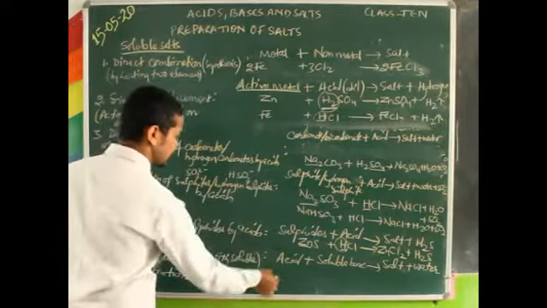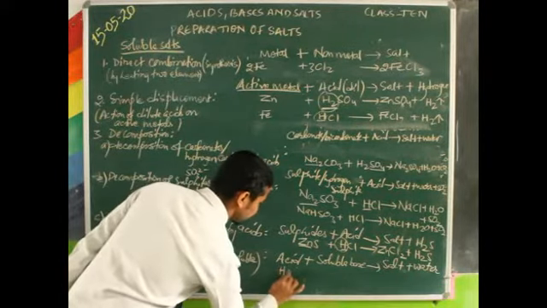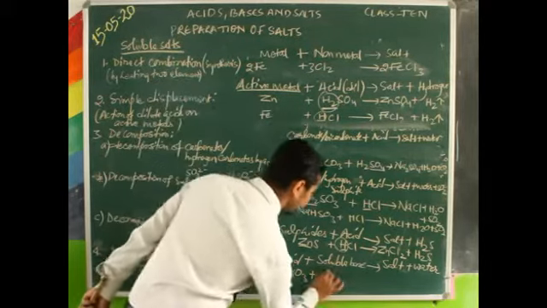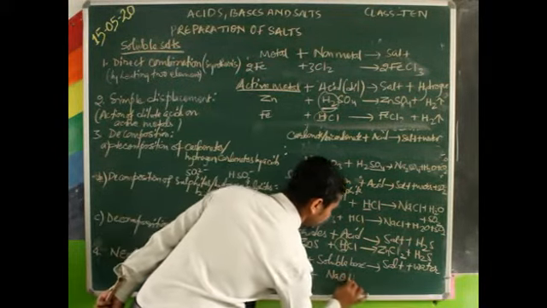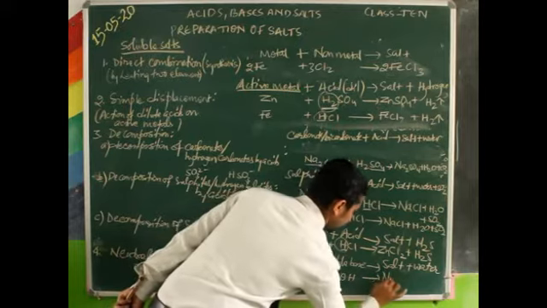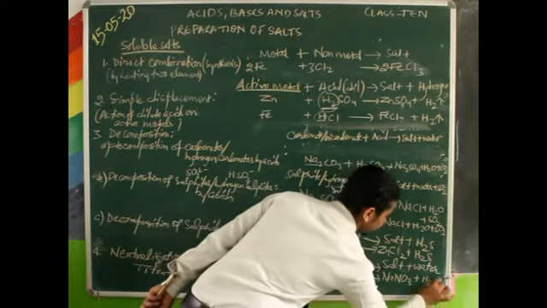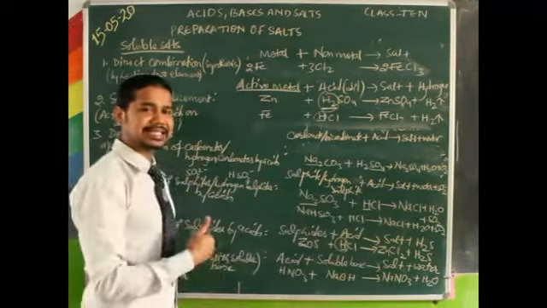Okay. So acid, any acid you can take, say for example HNO3 plus soluble base NaOH gives NaNO3 plus water. And the process is titration.